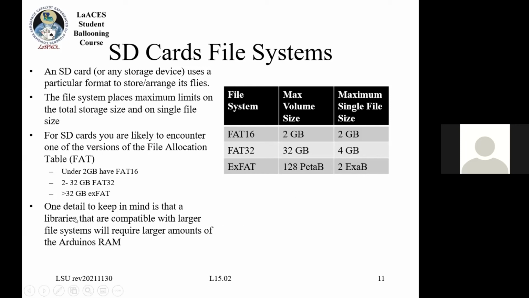So one thing that's important is that the file system has to be handled and read in the Arduino's RAM if you're going to use it. Because of that, as I get bigger and bigger file systems, the version of the SD card library that I'm going to use with those is going to take more space in RAM. In particular, the SD card library size can take a significant chunk of RAM.